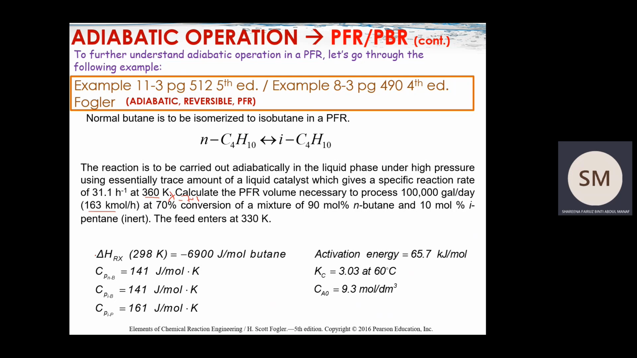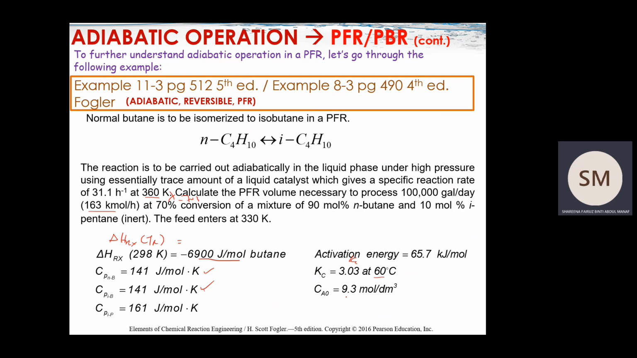It is already given the delta H_RX at T_R, which is negative 6900, and given also the Cp for the reactant butane, and then this is the inert pentane. The activation energy is given and also the value of Kc at the specific temperature of 60 degrees Celsius, and also the C_A0 of 9.3 gram mole per decimeter cubed.